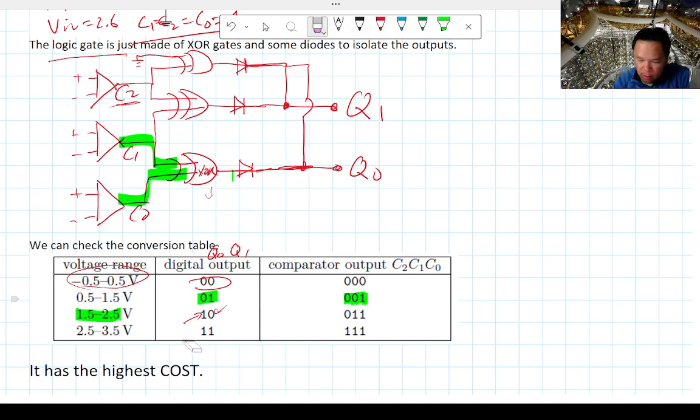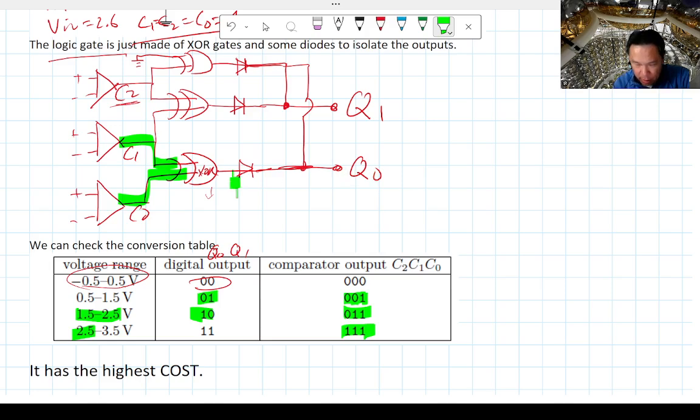Once you cross the highest threshold, which is above 2.5 volts on top, that means it's all the way up here, right? All of these comparators go high. You get 1, 1, 1 at the comparator outputs. But you have to go through this exclusive OR gate first. Exclusive OR of this, since it's 1, 1, is going to be 0, so Q goes low.